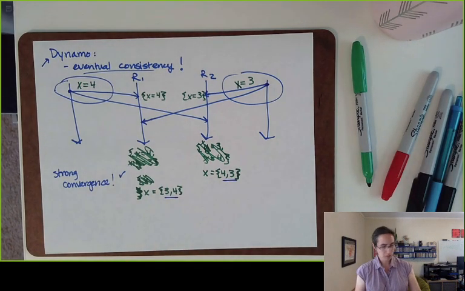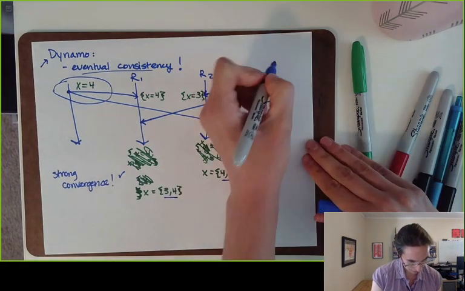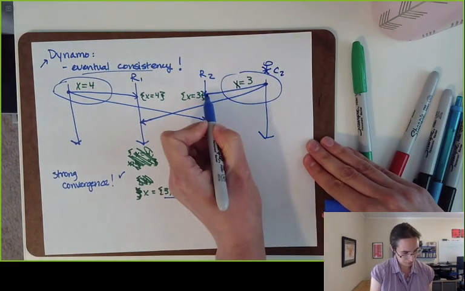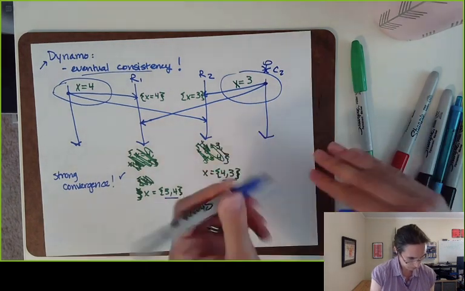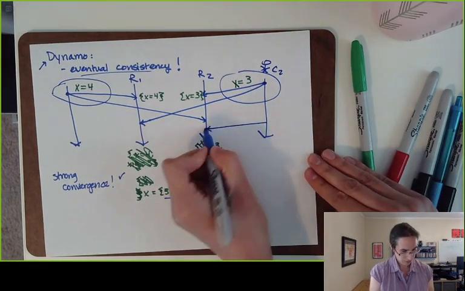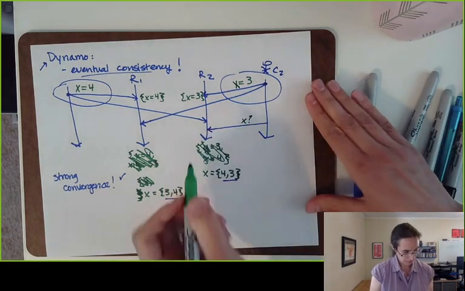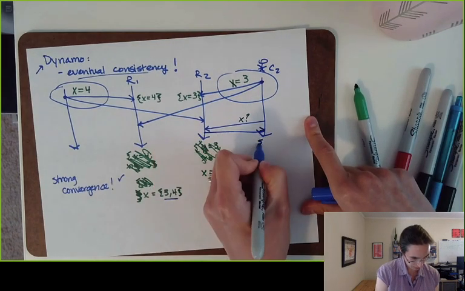So we have strong convergence because the replicas have the same state, but now we've kind of offloaded the problem to the client, right? Because the client coming along at this point, let's say this client two, after having done her write of x is 3, let's say she does a read now, right here. So she's asking, what is x? And she gets back the response, 4 and 3.